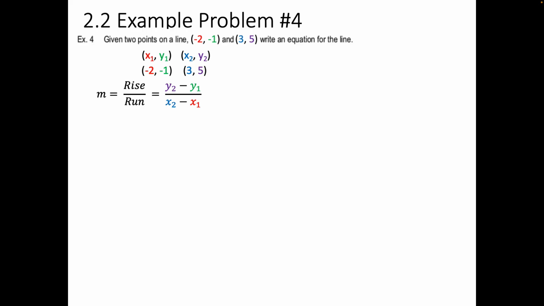So I can just plug in my values here. y2 minus y1 is just going to be 5 minus negative 1. And x2 minus x1 is just going to be 3 minus negative 2. Just plugging in the values. And then, of course, 5 minus negative 1 is the same thing as 5 plus 1, that's 6. And 3 minus negative 2 is the same thing as 3 plus 2, that's 5. So now we have a slope. We have 6/5 as a slope.